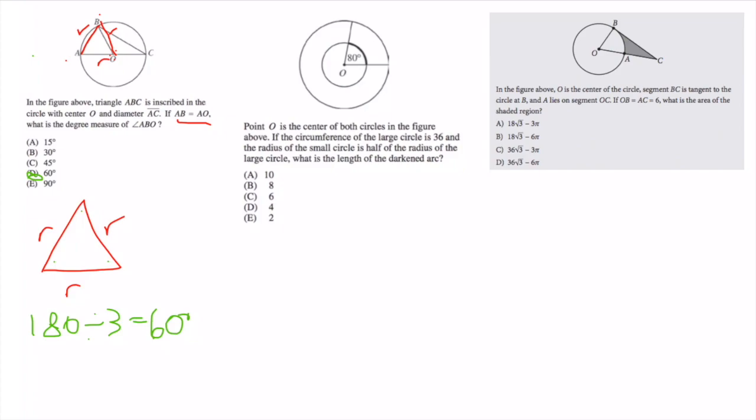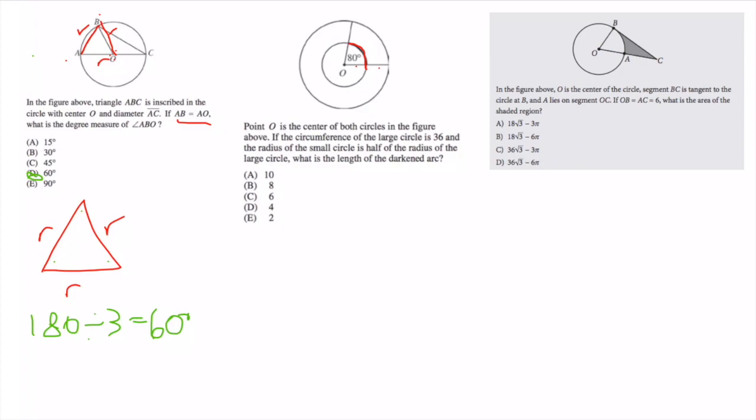Okay, so the next question. Point O is the center of both circles in the figure above. If the circumference of the large circle is 36 and the radius of the small circle is half the radius of the large circle, what is the length of the darkened arc? So I want to know at the end what this length is, but first I want to try and find the values of the radii.